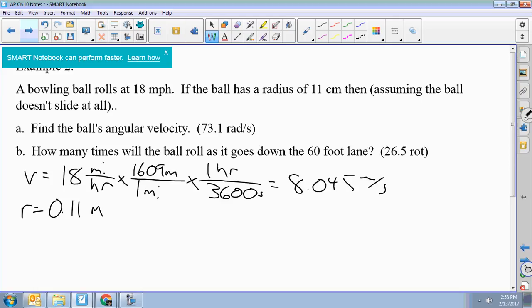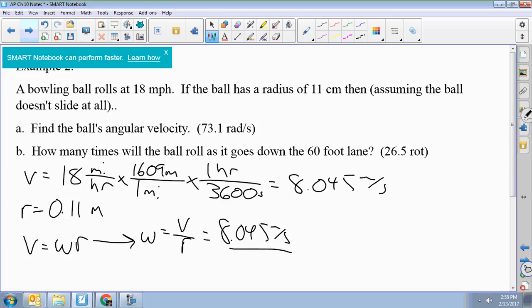So now finding your angular velocity is just a matter of using a jumper equation, right? V equals omega r means that omega is V over r. So 8.045 meters a second divided by our radius of 0.11. And again, technically, this is meters per radian when I divide by that radius. So it does give you radians per second, specifically about 73.1 radians per second. Cool.